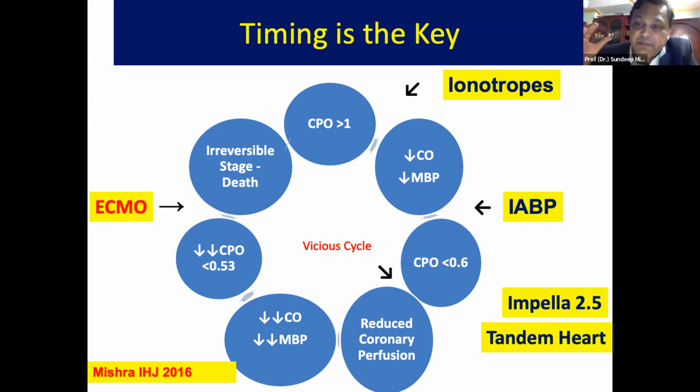But if you put IABP late, when the patient has already advanced, there is no benefit of IABP. If you put Impella or tandem heart for a long time, what will happen is LV will be unloaded, but RV will start raising pressures, and the RV filling pressure will keep rising, and ultimately flow from RV to LV will stop happening. And that is where ECMO is very useful, because it can also cause RV unloading.